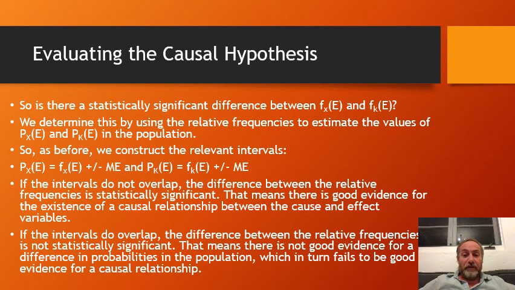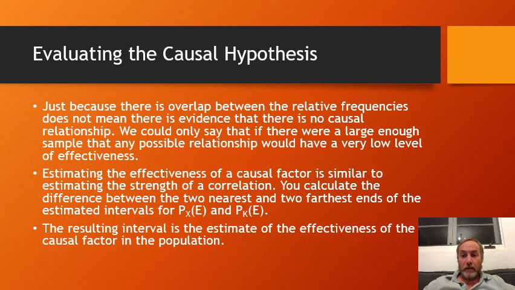If the intervals do overlap, the difference between the relative frequencies is not statistically significant, which means that there is not good evidence for a difference in the probabilities in the population, which in turn fails to be good evidence for a causal relationship. So if there is overlap, you'll say there's no evidence for a causal relationship.